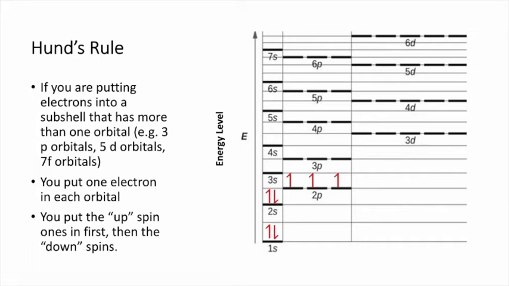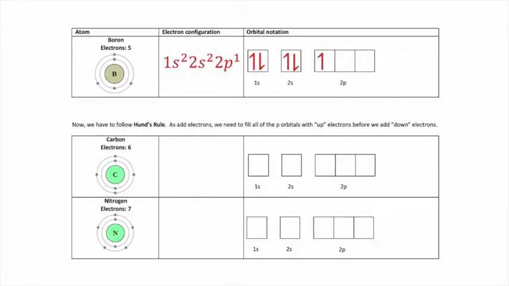Okay, next is carbon. Carbon has 6 electrons, so we will have 1s2, 2s2, 2p2, but we have to follow Hund's rule when we make our orbital notation. So we're going to have an up-down in the 1s, an up-down in the 2s, but we're going to put 1 electron in the first p orbital and 1 electron in the second p orbital. Their spins will be in the same direction.